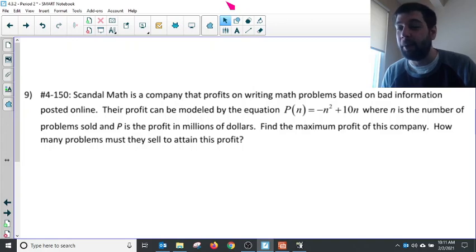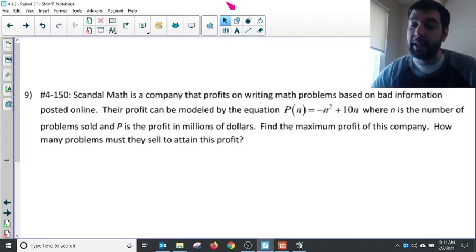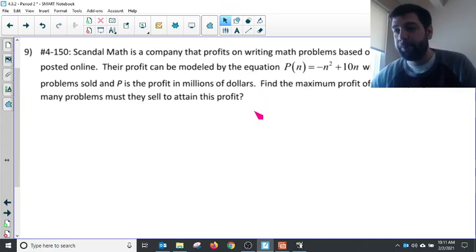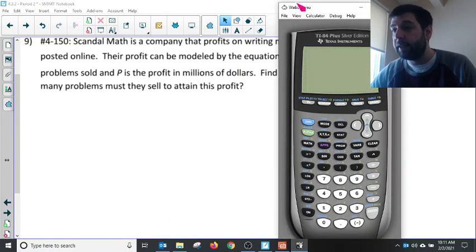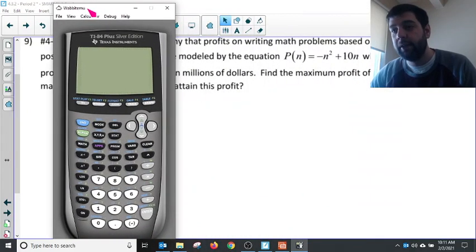Their profit can be modeled by the equation P of n equals the opposite of n squared plus 10n, where n is the number of problems sold and P is the profit in millions of dollars. Find the maximum profit of this company. How many problems must they sell to attain this profit? Okay, so it's a real basic problem. We're thinking about maximum profit. To me, this screams look at the vertex, because I'm looking at a quadratic equation where a is negative, so my parabola is going to open downward.